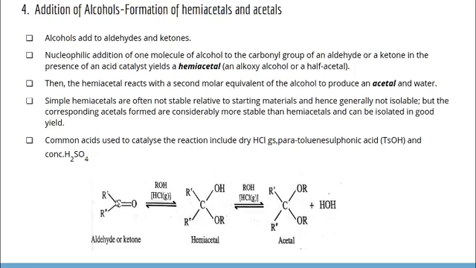Here we have one example. This is the structure of an aldehyde or a ketone. If both R groups are alkyl, then we will get a ketone. If one R is alkyl or aryl and the other R is H, we will get an aldehyde. So first the aldehyde or ketone is treated with an alcohol, ROH, in the presence of an acid.